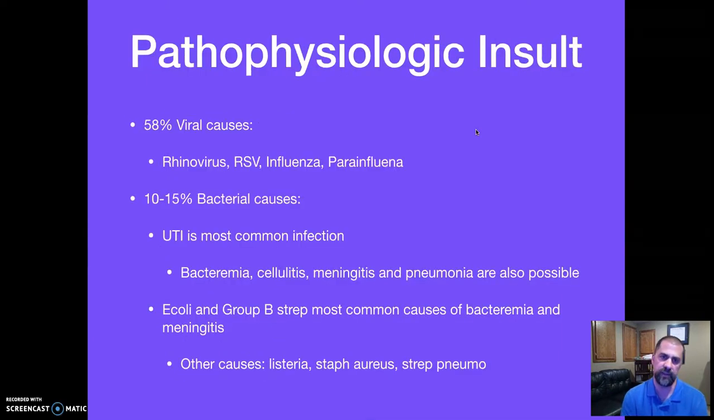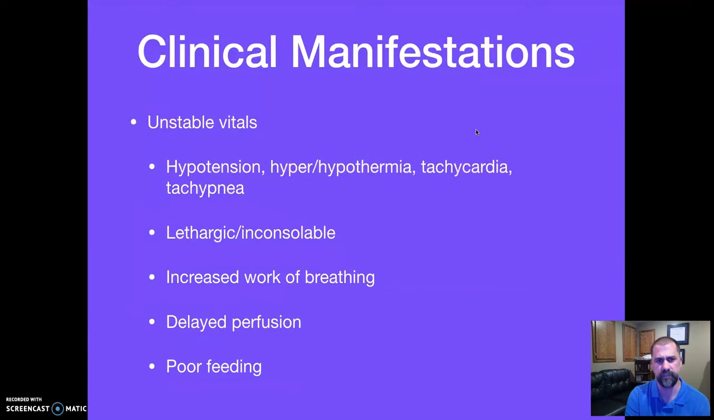So when we look at the causes behind this, 58% of these instances are from viruses. Rhinovirus, RSV, influenza, and parainfluenza can be the most common. 10 to 15% though are bacterial. UTI is the most common cause, but they can also have bacteremia, cellulitis, meningitis, and pneumonia, amongst other things. E. coli and group B strep are the most common causes of bacteremia and meningitis. And then other potential causes can be Listeria, Staph aureus, and strep pneumo.